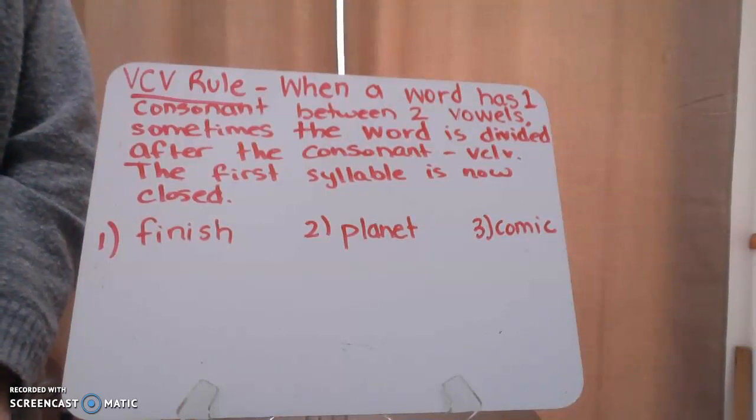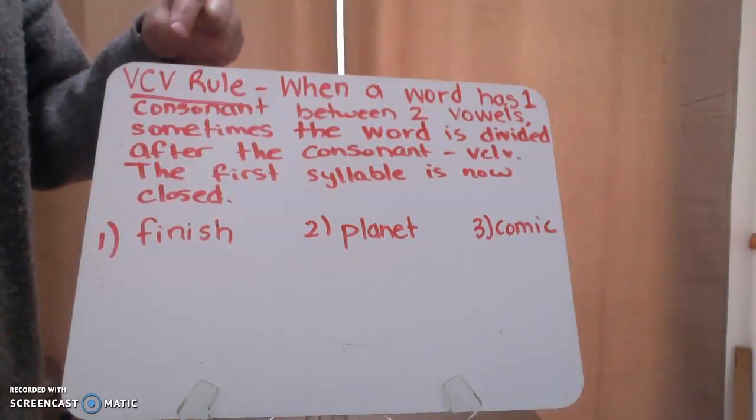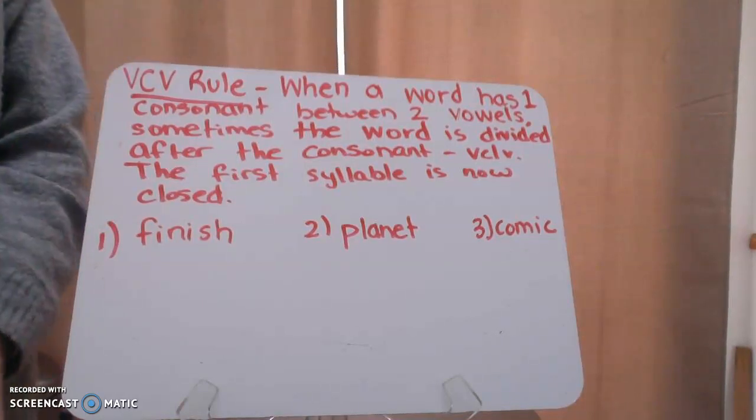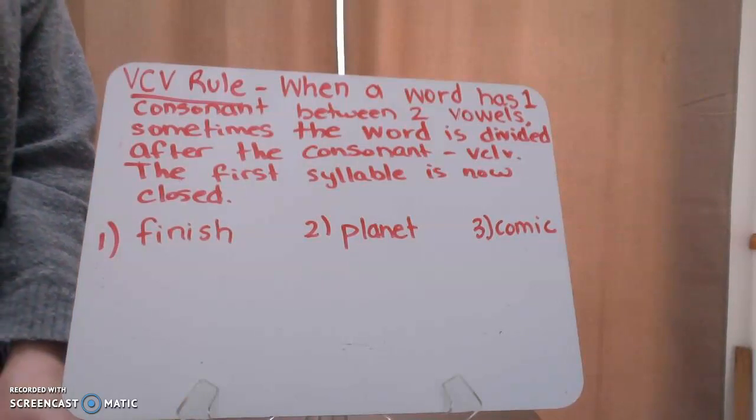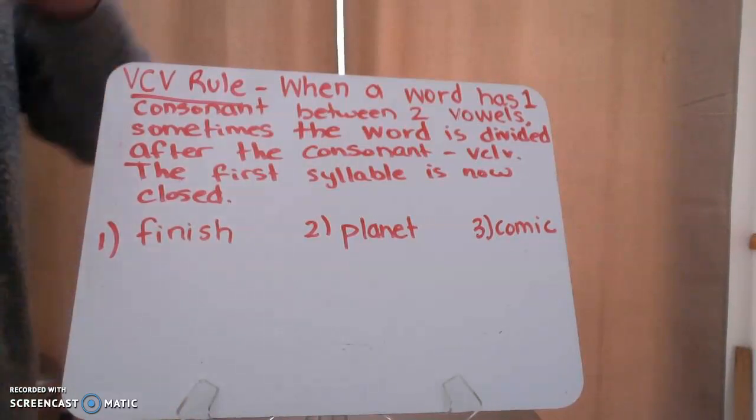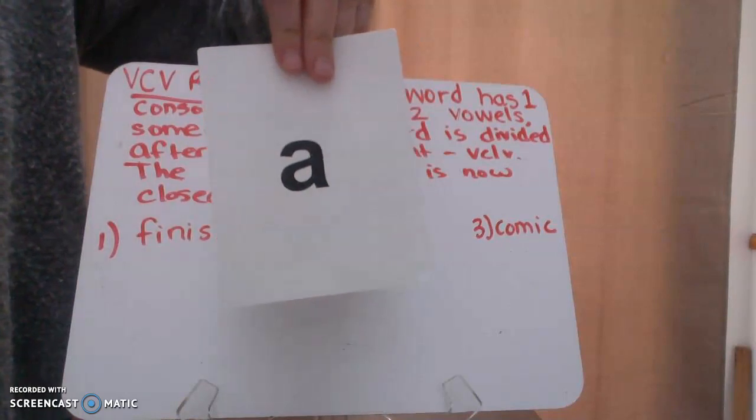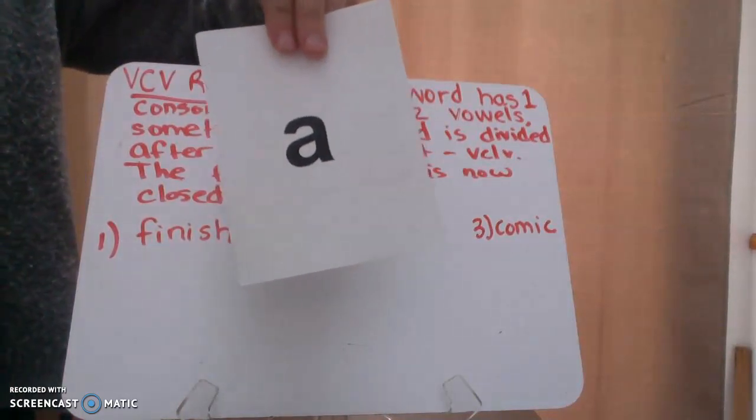Today we're going to learn how to code and read words with a VCV pattern. We're going to code them differently today. But before we do that, I want us to read our vowel sounds. Say the cards. So let's trace them and say it with me.